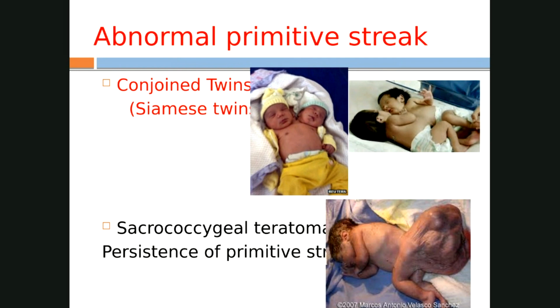In the same way, some types of conjoined twins can be separated, some cannot be separated. So this is the importance of knowing the primitive streak, which is a primary organizer, and its congenital anomalies. You should remember that these anomalies are very important to know in practice because of the conjoined twins.